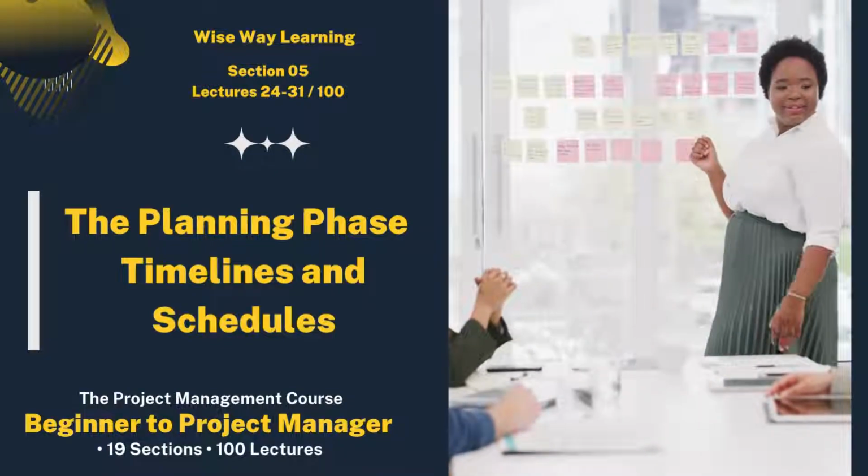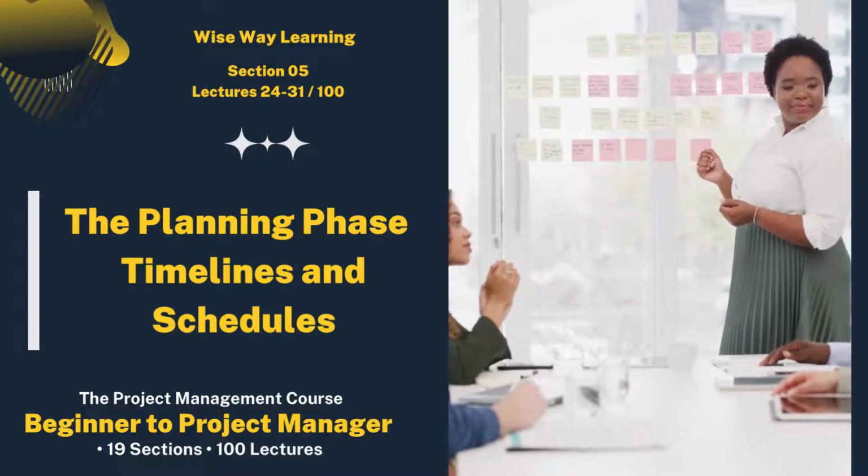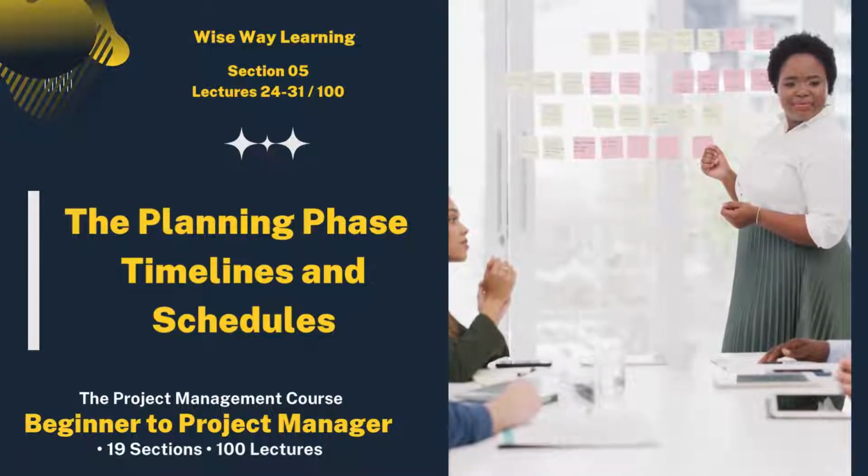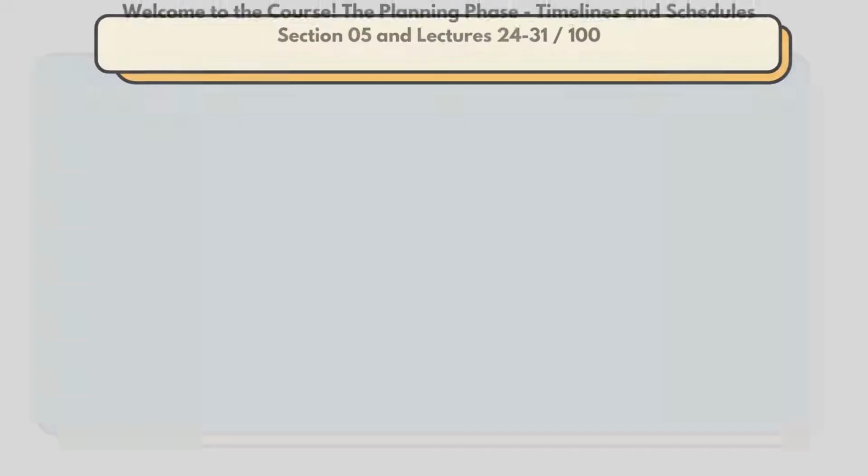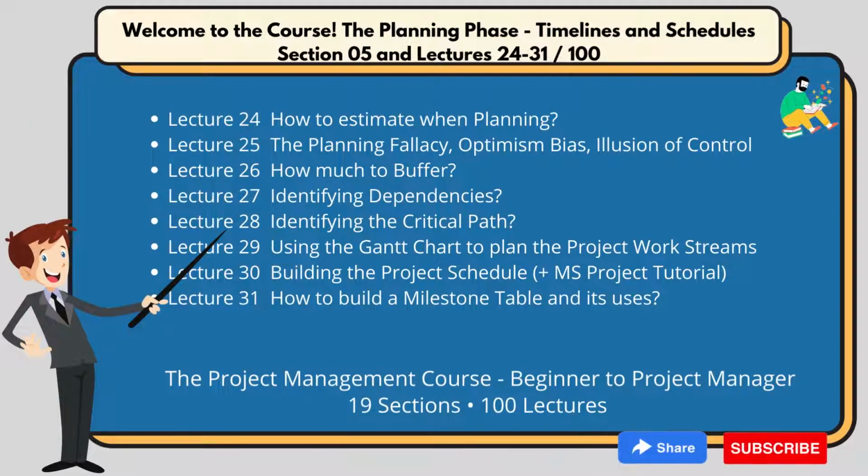This is a complete project management free course from beginner to project manager with 19 sections of 100 lectures. Welcome to the course. Section 5 and lecture number 24 to 31, the planning phase, timelines and schedules.